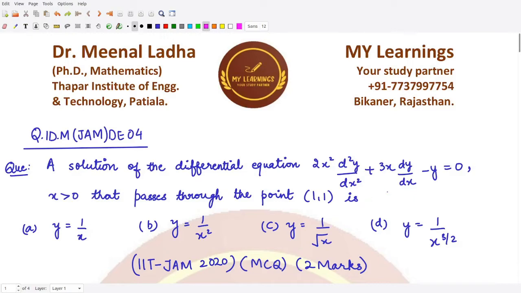So the first thing is to cross out the incorrect options, by seeing if they pass through the point 1, 1 or not. We can very clearly see that in all four options, if we substitute the value 1 in place of x and the value 1 in place of y, both the left hand side and the right hand side are equal to 1. So all four options satisfy the condition of this point, right?